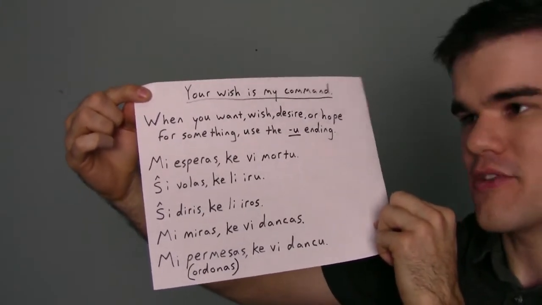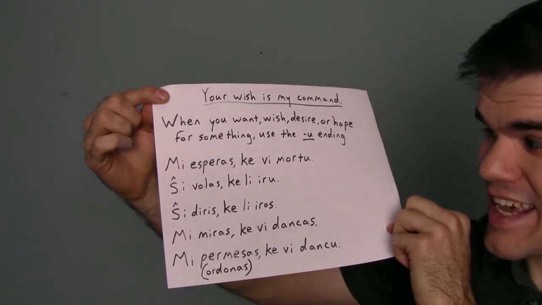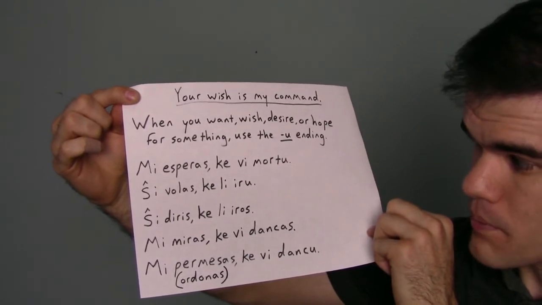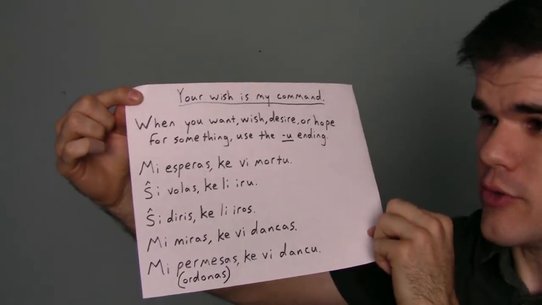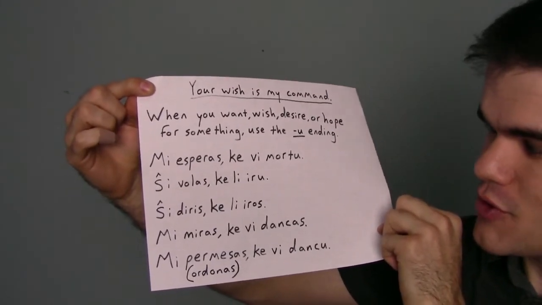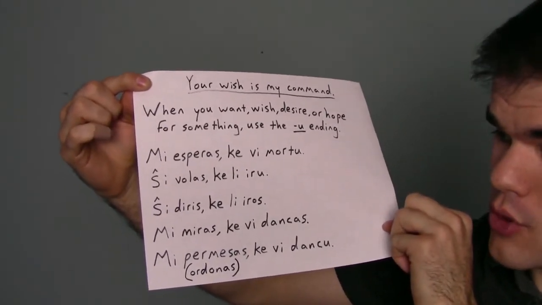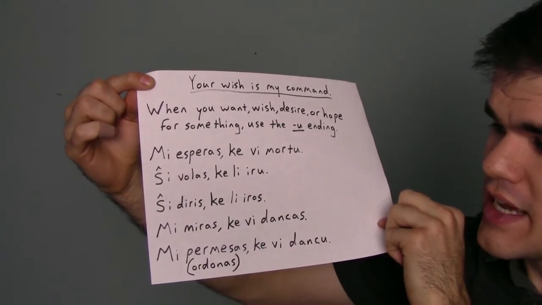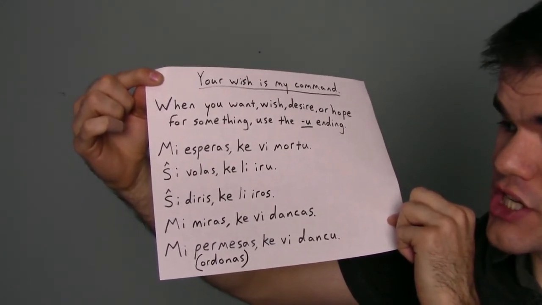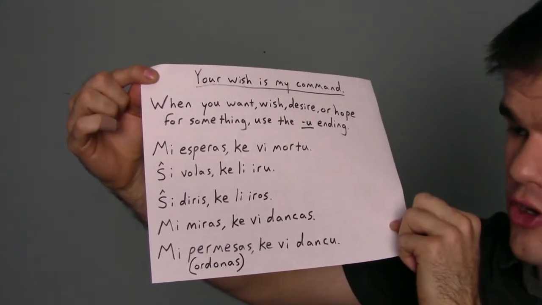Ŝi volas ke li iru. She wants him to go. You'd think, oh, to go, that's iri, because it's to in front of it. That's the infinitive. No, it's not. You would use iru. However, look below it, a similar but different phrase. Ŝi diris ke li iros. That is to say, she said that he will go.